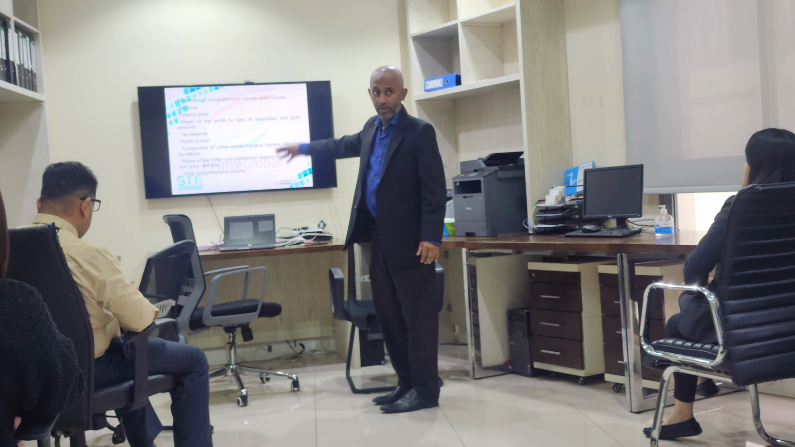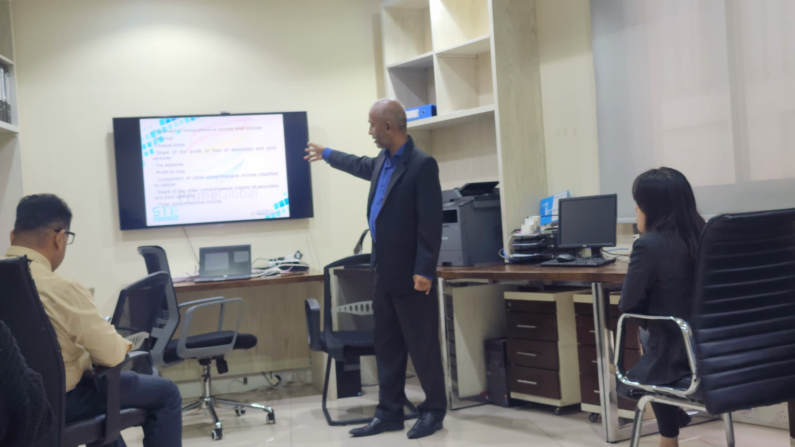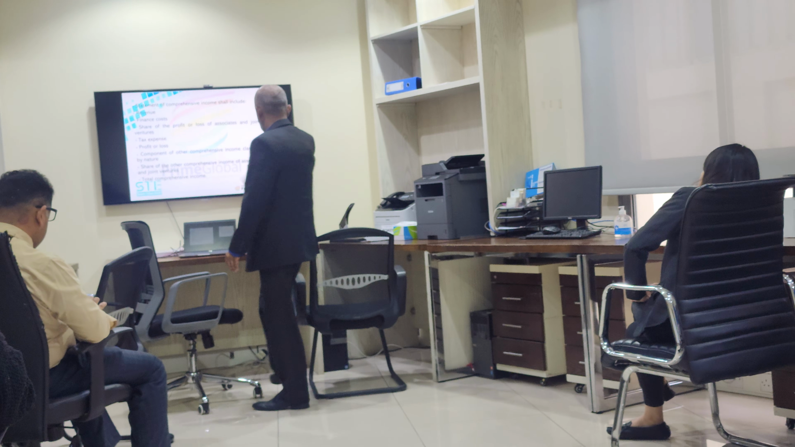So these are what you will see in the profit and loss: revenue, finance cost, tax expense, profit or loss, share of other comprehensive income, total comprehensive income. All that you will see.